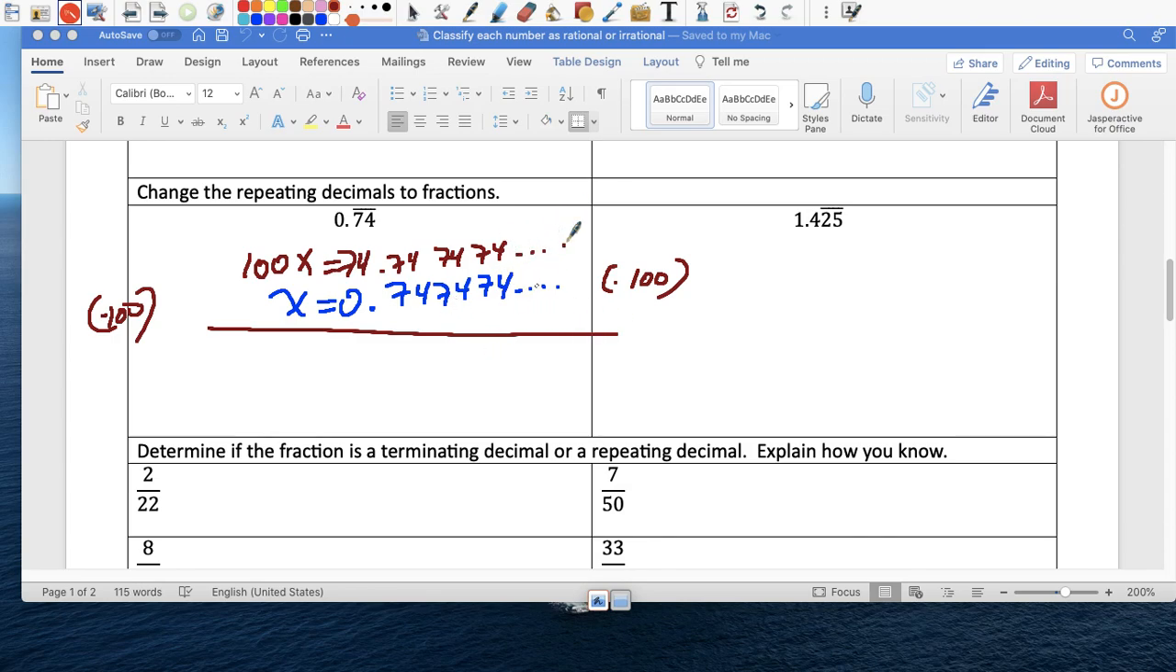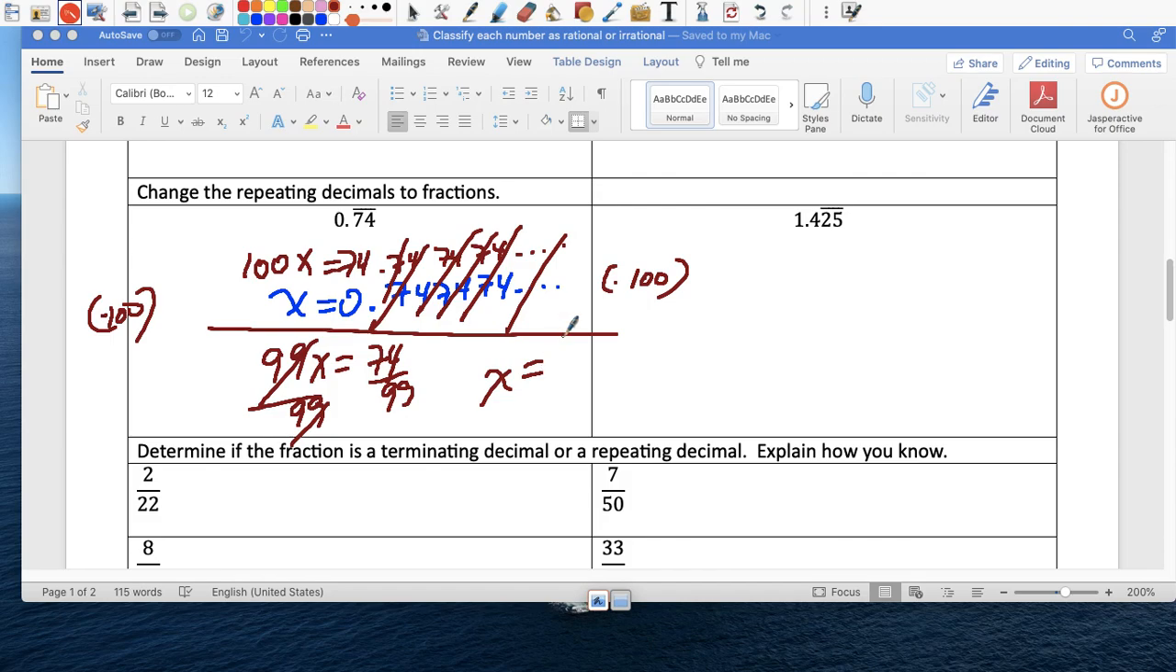Now we can subtract. Notice that for all these repeating decimals, the repeating side of the decimal will be 0. And then 100x minus x is 99x. 74 minus 0 is 74. Divide by 99. Divide by 99. So x equals 74 over 99, which doesn't simplify. And you can double check.